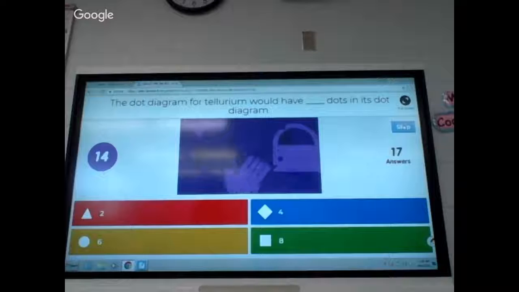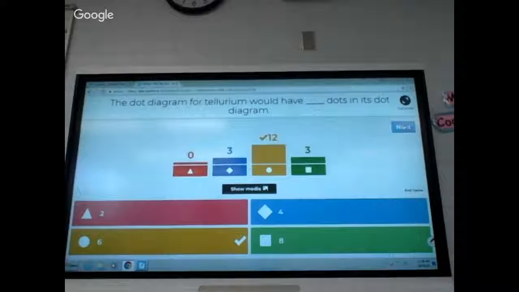We have 17 answers. Why is it not ending? What does it say? We got 18. All right. So, 8. Outer shell electrons. And that's where dots are. Dots are outer shell electrons. 1, 2, 3, 4, 5, 6. Okay? 8 would be group 18, and group 14 would be 4.